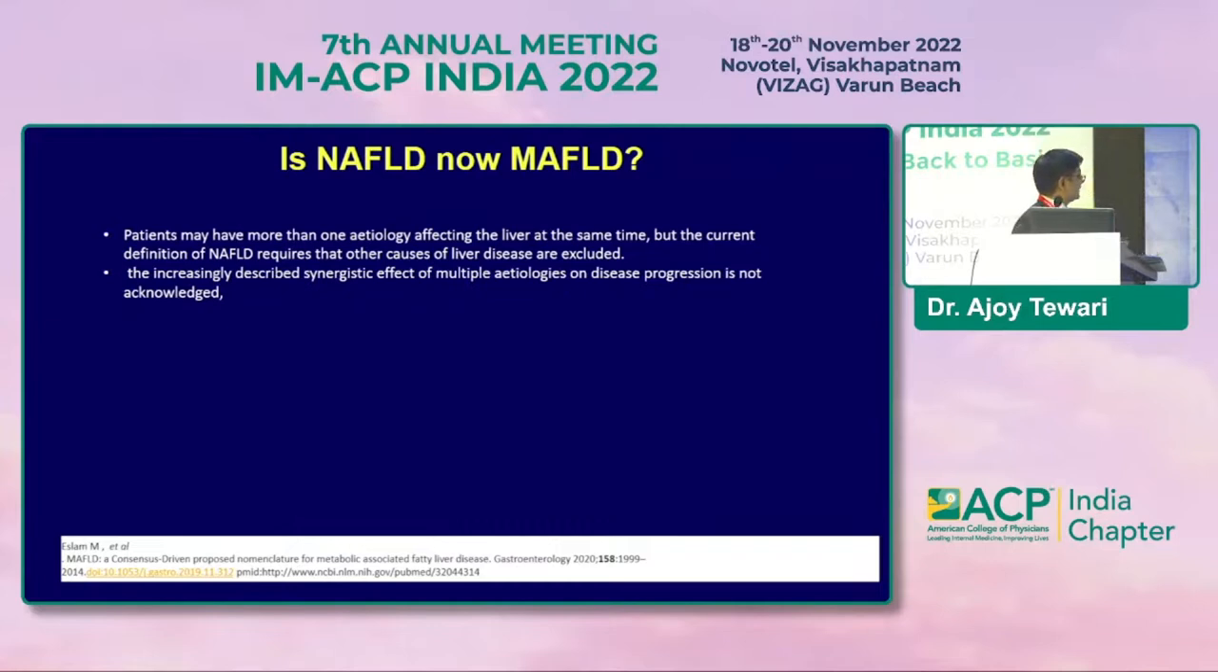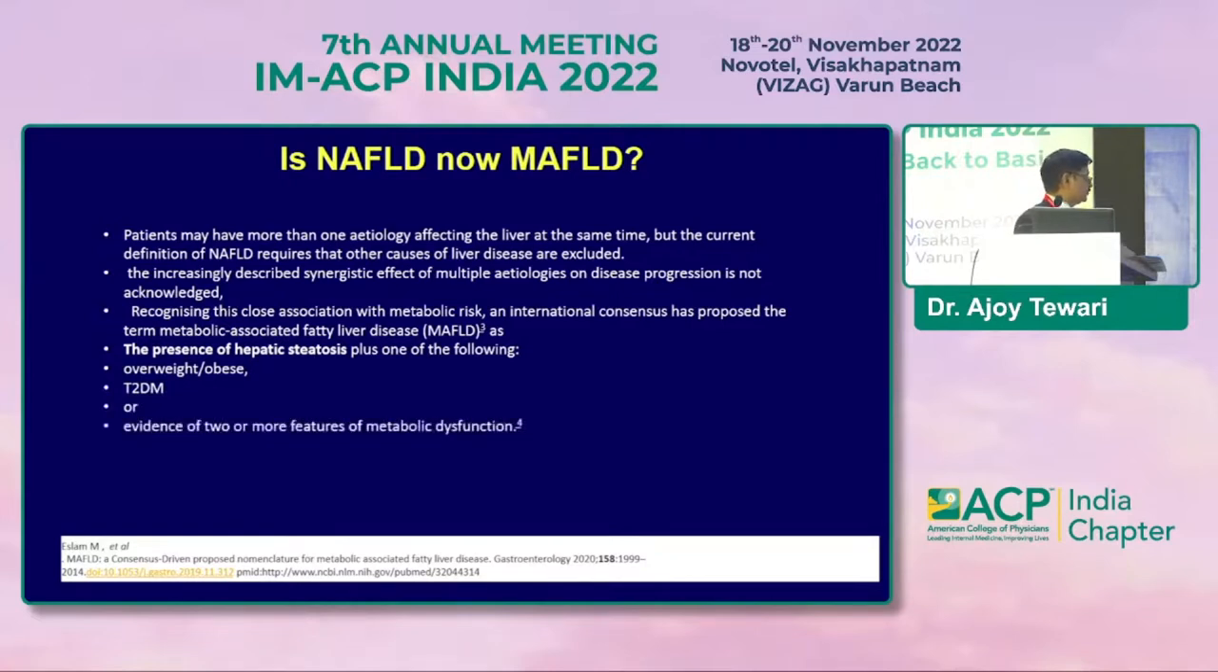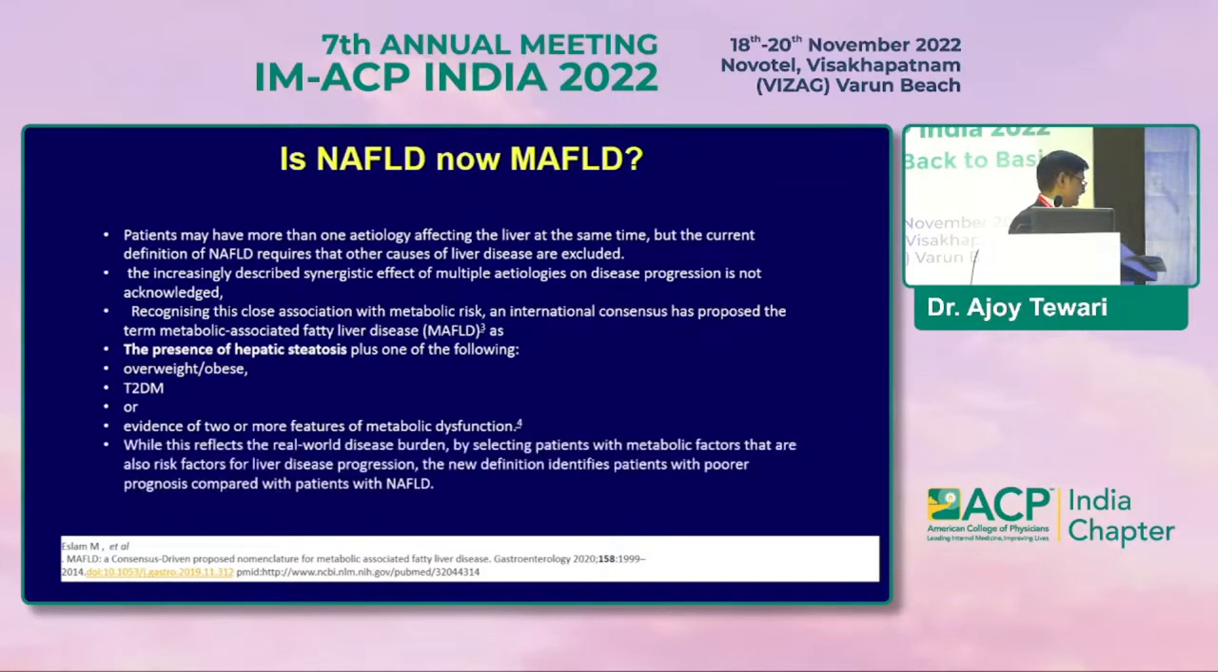The increasingly described synergistic effect of multiple etiologies on disease progression is not acknowledged, and recognizing this close association with metabolic risk, this international consensus has evolved, and what they have found is that now we will label it like this: the presence of hepatic steatosis plus one of the following, that is overweight or obesity, type 2 diabetes mellitus, or evidence of two or more features of metabolic dysfunction. So this will be the definition of MAFLD from now on, and while this reflects the real world burden, it does so by selecting the patients with metabolic factors.